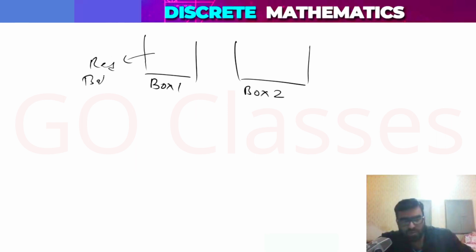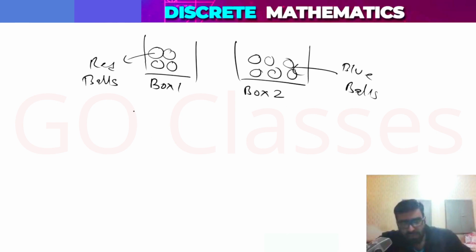Let's assume there are two boxes. So this is your box 1 and this is box 2. In box 1, let's assume you have red balls, and in box 2, let's assume you have blue balls. You can see there are four red balls in box 1 and there are six blue balls in box 2.